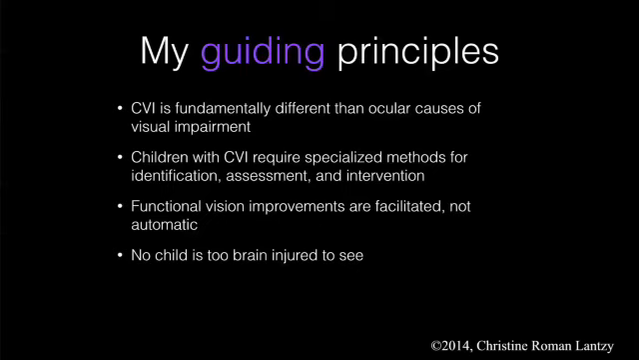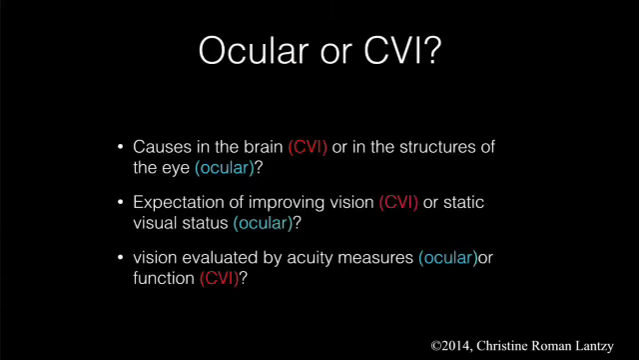So again, as a little review, my guiding principles are that CVI is fundamentally different than ocular causes of visual impairment. The CVI Range is a functional vision assessment for children with CVI. It replaces the functional vision assessment traditionally used for children with ocular causes. Children with CVI require specialized methods for identification, assessment, and intervention. Functional vision improvements are facilitated, not automatic, and no child is too brain injured to see.